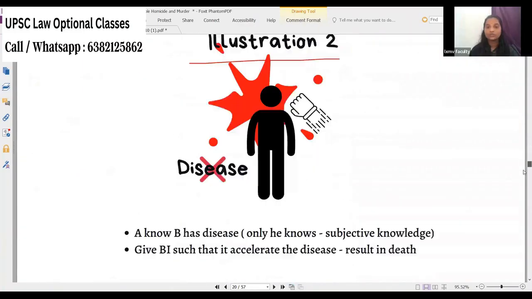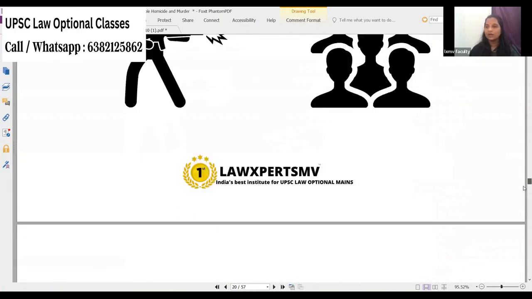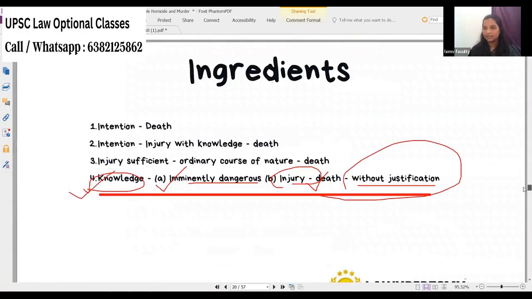302, 304. Very simple, sir. 302 is punishment for murder. It gives the court an option either to give the accused a death penalty or life imprisonment, and also a fine.